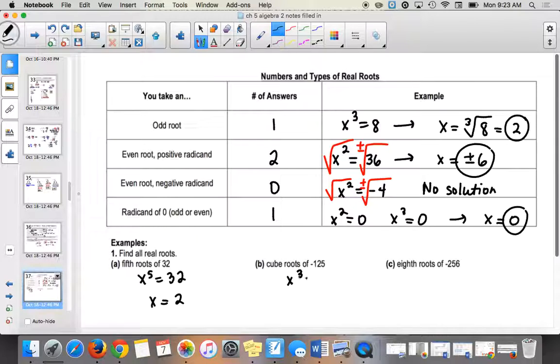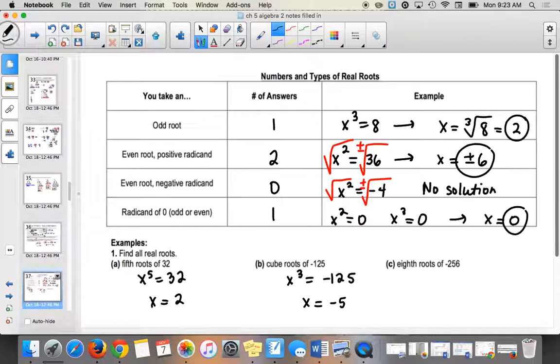So if you're solving an equation where you have x cubed equals negative 125, what's x? So what times itself 3 times gives you 125? Negative 5. Right, and you can do a little factor tree too if you need to, like we did in the last section.